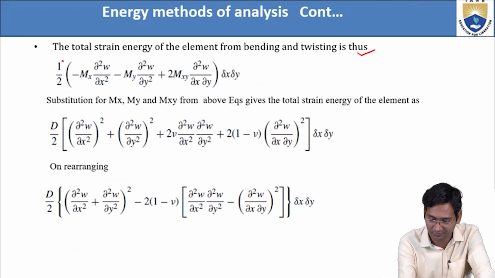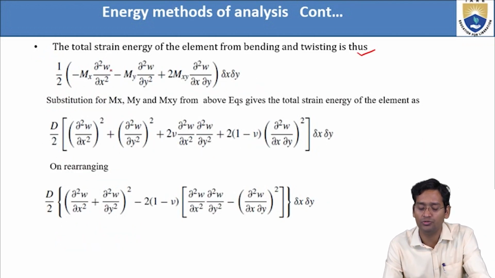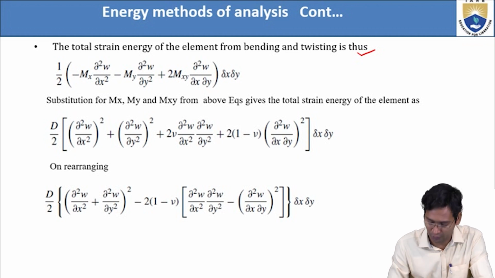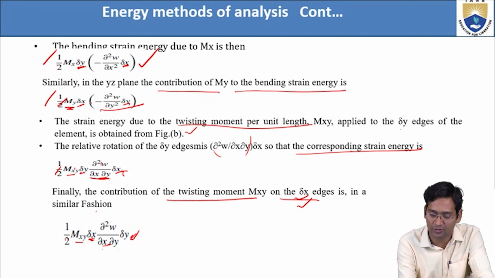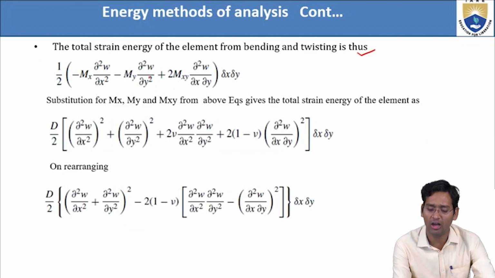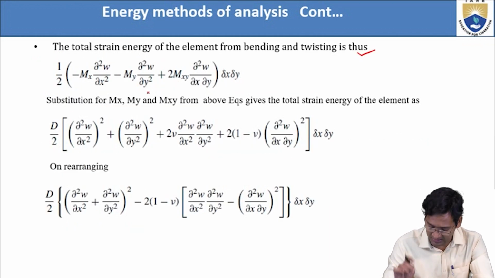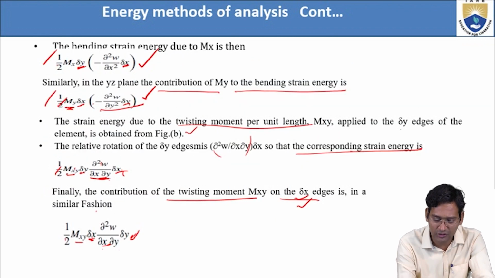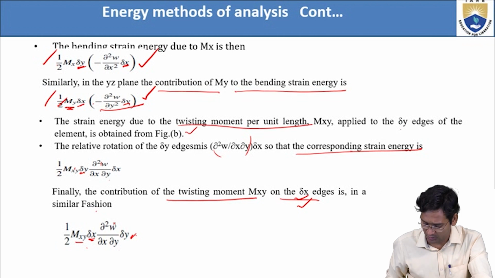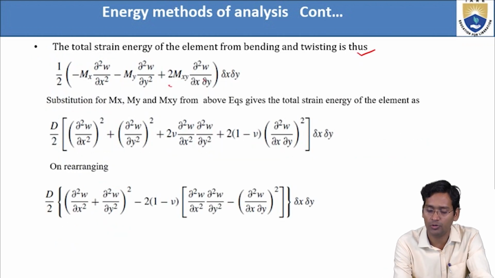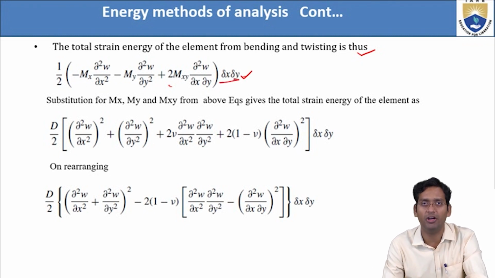So now let's see here, half of minus Mx del 2, sorry, del 2 wy del x square. So this is for this one, Mx, then plus this one. So minus sign is there, so plus and minus becomes minus. So now this will be minus My del 2 wy del y square plus, these two are positive, so this will get added. So this becomes 2 Mxy del 2 wy del x square. So now let's see, 2 Mxy del 2 wy del x del y into del x del y, because this we have taken already common.